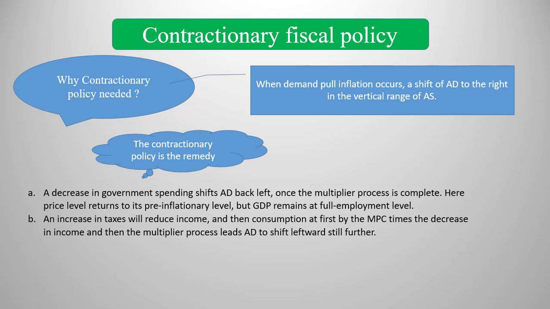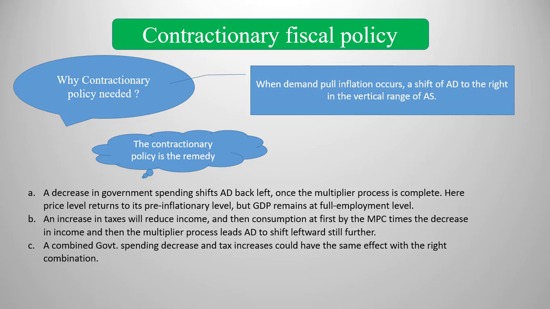2. An increase in taxes will reduce income and then consumption at first by the MPC times the decrease in income, and then a multiplier process leads aggregate demand to shift leftward still further. 3. A combined government spending decrease and tax increase could have the same effect with the right combination. 4. If the budget was initially balanced, a contractionary fiscal policy creates a budget surplus.